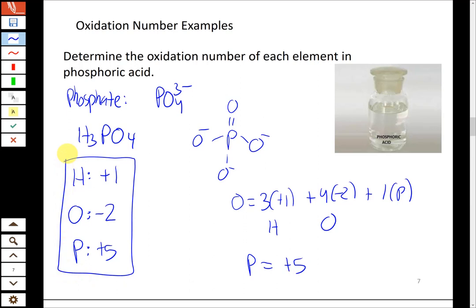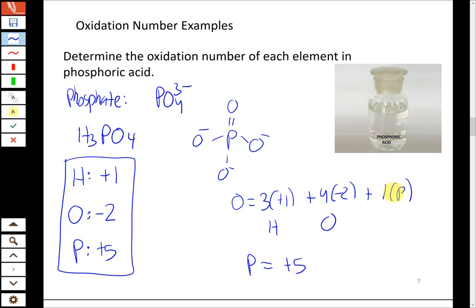All right, yes? Why did you say it? So because when we add up the oxidation numbers in a neutral compound, so H3PO4 has no net charge, when we add up the oxidation numbers, they have to equal 0, whatever the charge of that is. Phosphorus is our unknown oxidation number that we're solving for using a little bit of algebra.